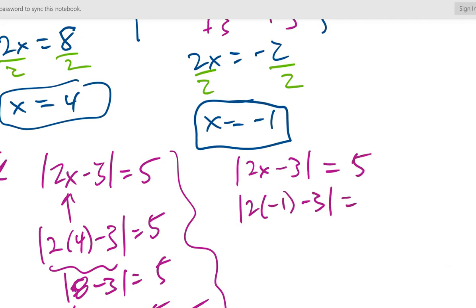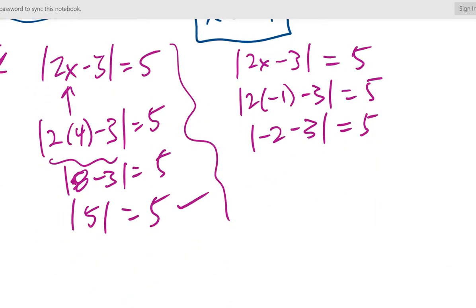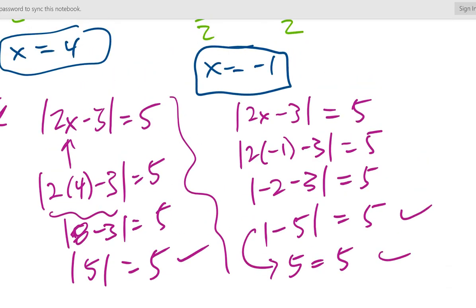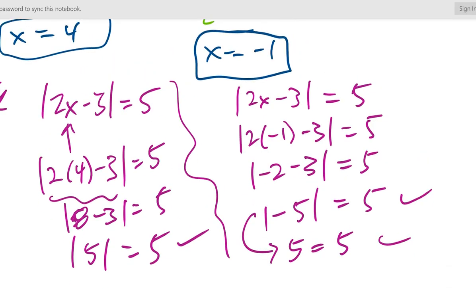Minus 3 is equal to 5. 2 times -1 is -2. Minus 3 is equal to 5. Absolute value of -5 equals 5. Yeah, that's true, because 5 equals 5. Absolute value of -5 is 5. So this works out. So our answers are 4 and -1.